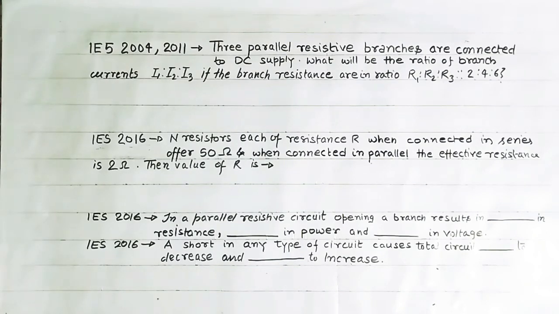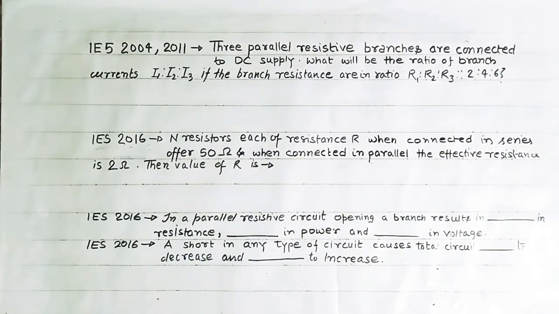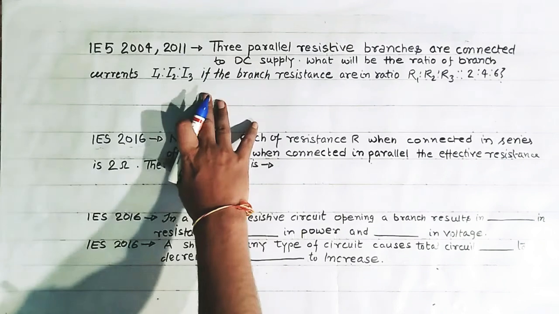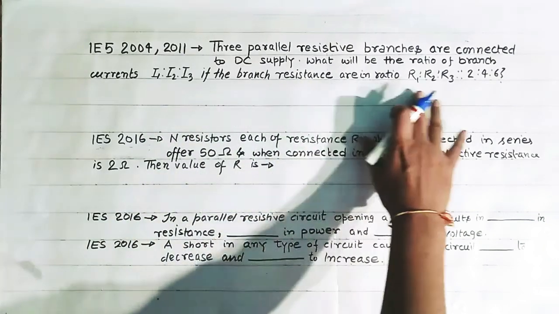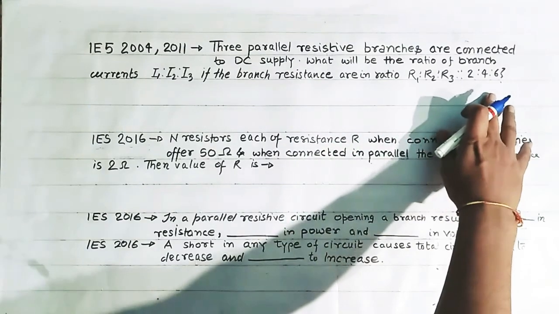After getting the knowledge of KVL and KCL and the knowledge of equivalent resistance calculation in series and parallel, now we will solve some problems based on this. First, take this problem that has been asked in ES 2004 and ES 2011. It says that three parallel resistive branches are connected to a DC supply. What will be the ratio of branch currents I1, I2, I3 if branch resistances R1, R2, R3 are in the ratio 2, 4, 6?